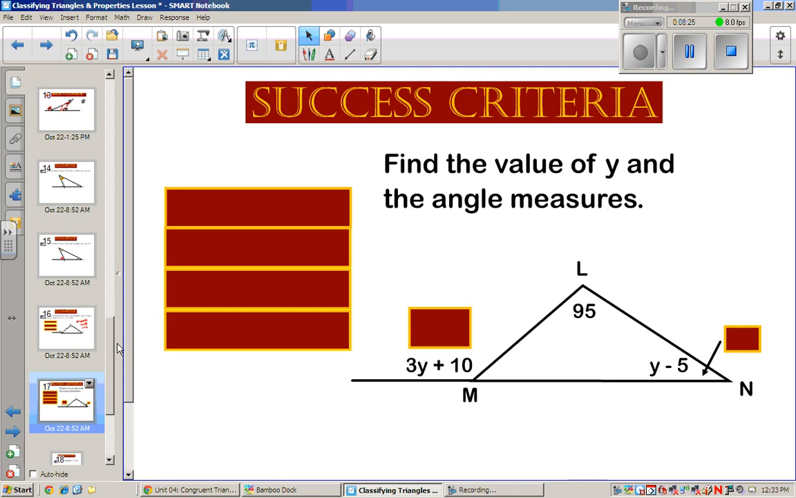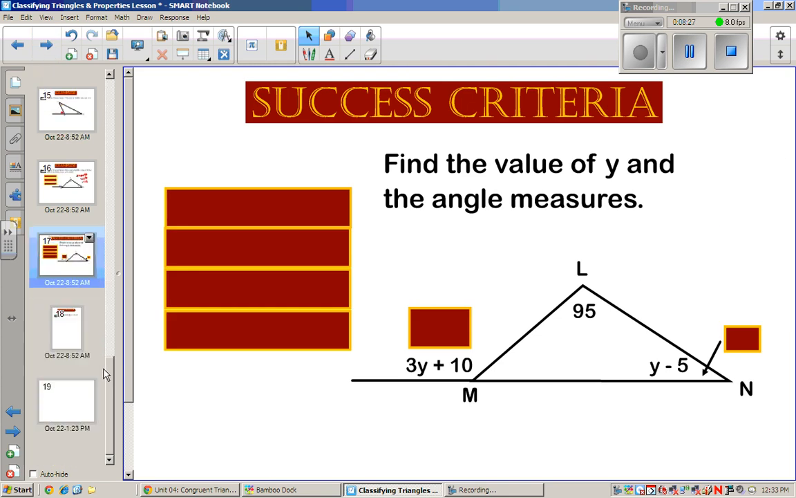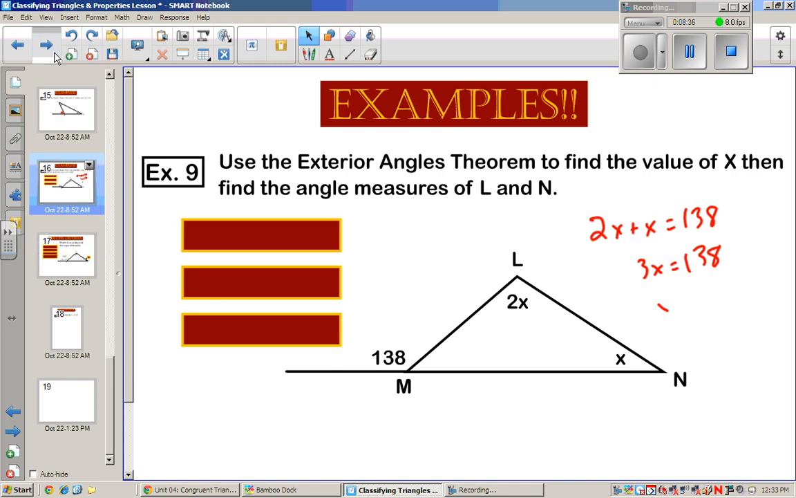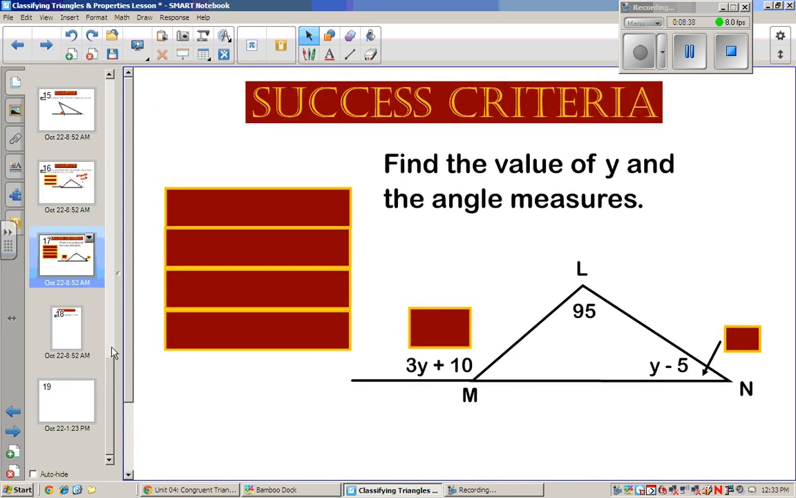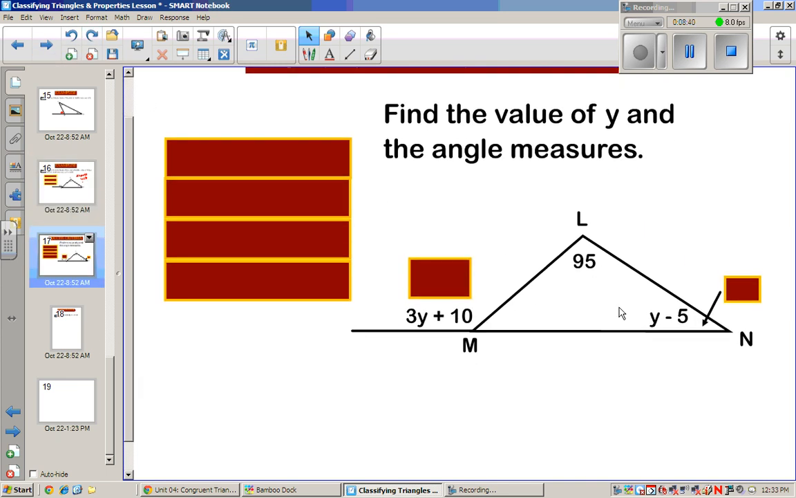Now this is our success criteria for the day. This is what we were hoping to get at. And 3y, oh, I don't want to get to that yet. So 3y plus 10 is going to equal these two added up. So 3y plus 10 is going to equal 95 plus y minus 5.